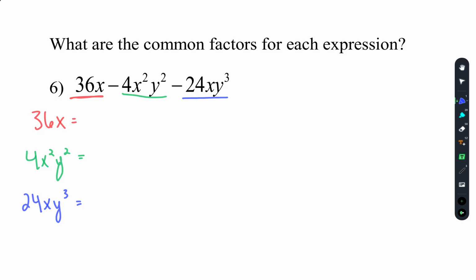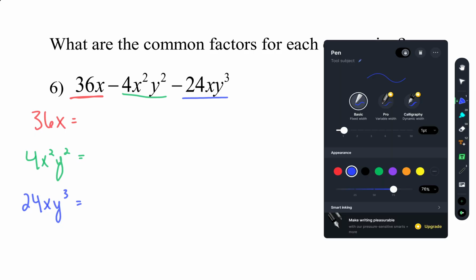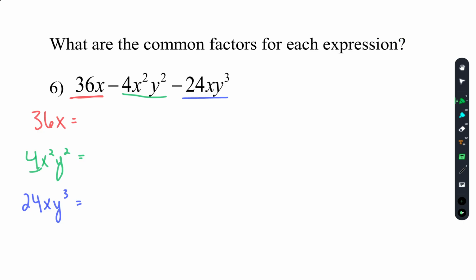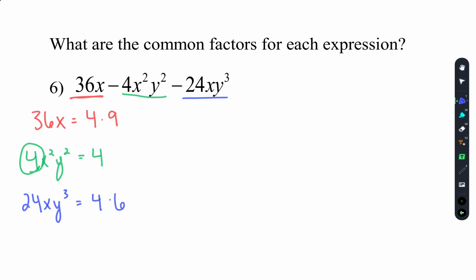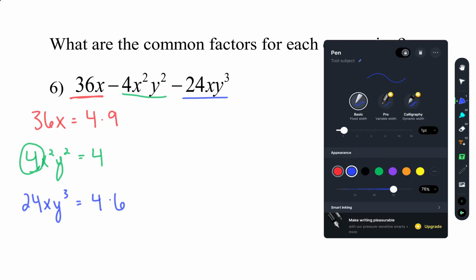Okay. So the trick with the numbers is I usually start with the smallest number, being 4. And do you notice how 4 goes into the other ones? So 4 goes into 36, so we get 4 times 9. 4 goes into 24, 4 times 6. So that's kind of my approach for the numbers. I start with the smallest one and see what goes into it and see if it goes into the other numbers.